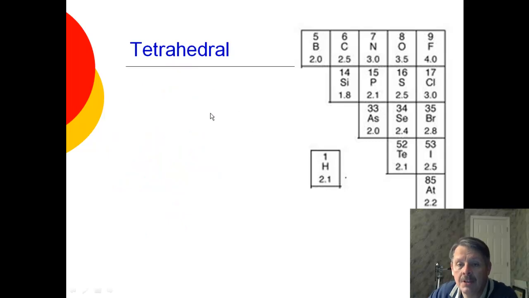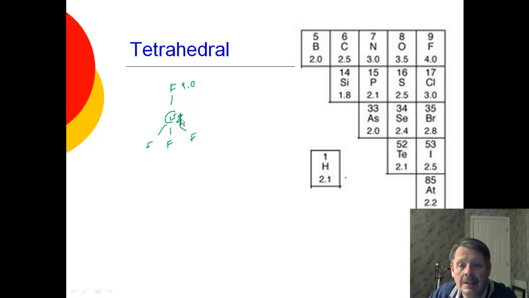How about tetrahedral? Same thing applies, guys. If you have carbon in the middle, and you have 4 things around the outside, and they're all the same, I don't care what the electronegativity difference is, no matter how polar the bonds are, and these bonds are pretty polar. Fluorine is 4.0 and carbon is 2.5. So their electronegativity difference is 1.5.